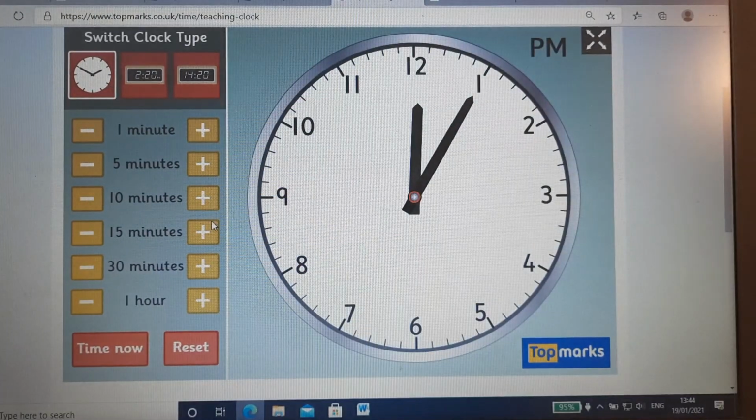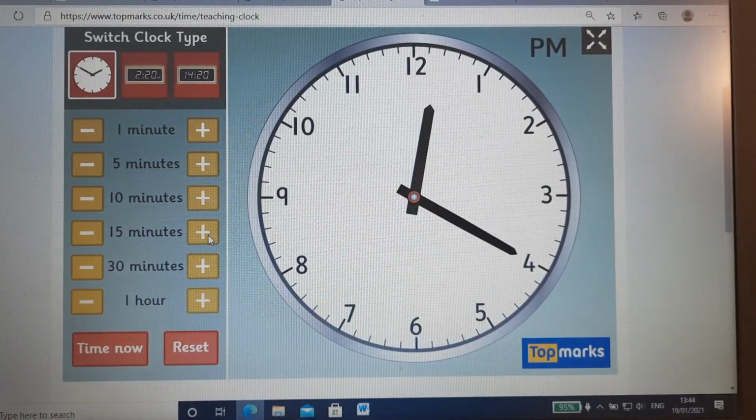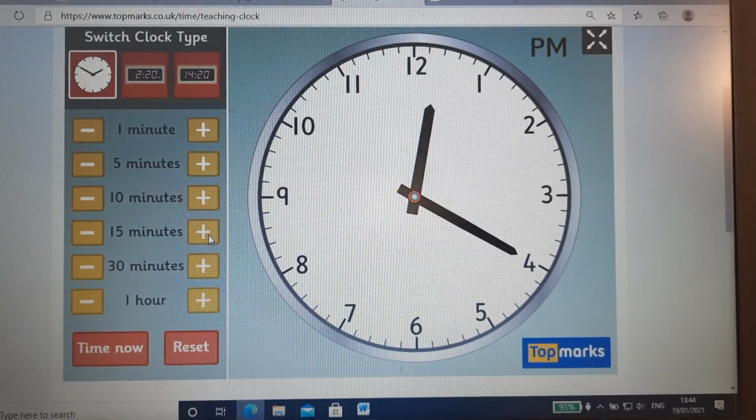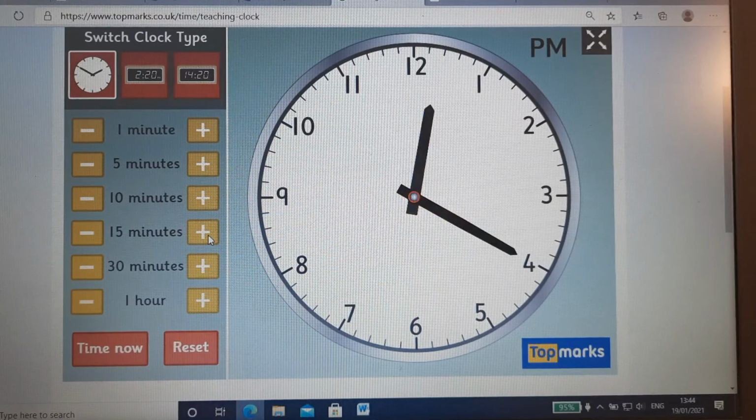Let's go for another one. Right, could you please write this time down for me? Press pause whilst you do it. Okay, on this one we have got an answer of 20 minutes past 12 in the afternoon. We've got 20 past 12 p.m. So there are different ways of saying that using the p.m. or afternoon. Let's have another go.